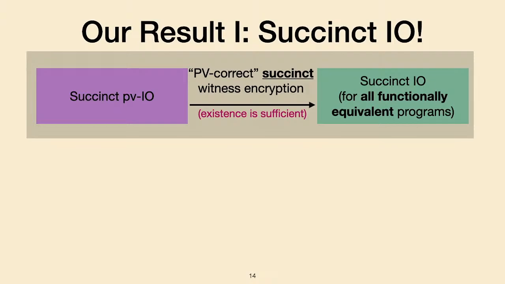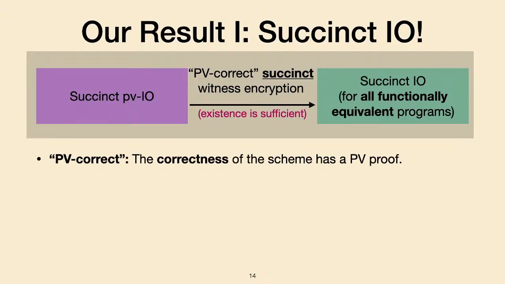So, and this is a universal construction in the sense that the existence of this witness encryption is sufficient, and you don't need to have it in your hand. So this is kind of like how in Zhenzhong's talk, we didn't need the PV proof in your hand. Here, you don't need the witness encryption in your hand. You just need to know the parameters and that it exists.